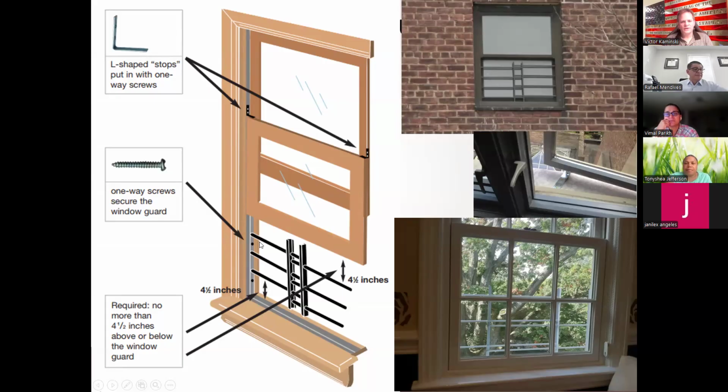So window guards on the left-hand side, you could see this is what a window guard is. It's just basically bars that have spaces less than 4.5 inches. So windows can open past that. So they have to have these L brackets installed that would prevent the window from opening past the window guard that could leave a space greater than 4.5 inches.